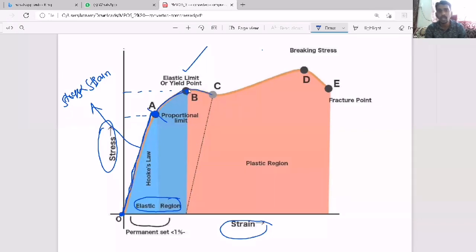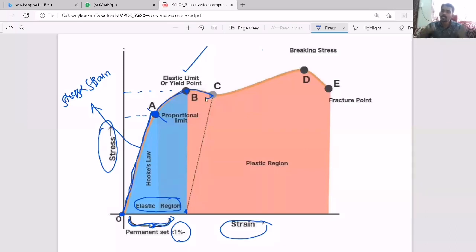And from B to C, what happens? After 120 Newton, you still increase the force. Then the body deforms permanently. A slight change happens permanently, which I am representing here. After that, there is a permanent change. It will not regain its original shape; it will go to another point. That permanent change we call permanent set, but it is always less than 1%, not more than 1%.